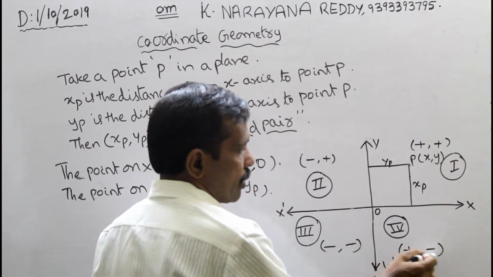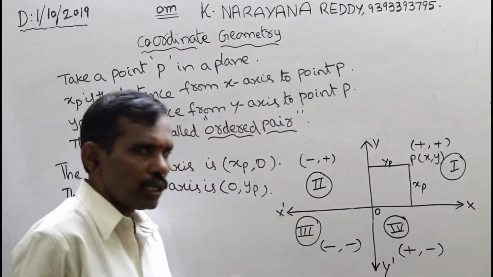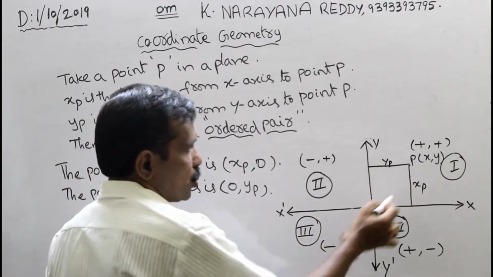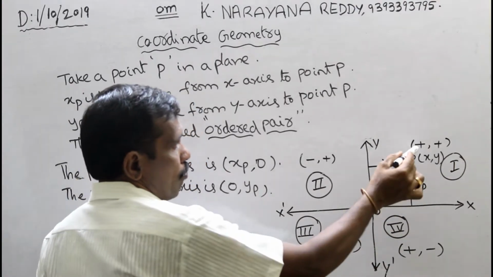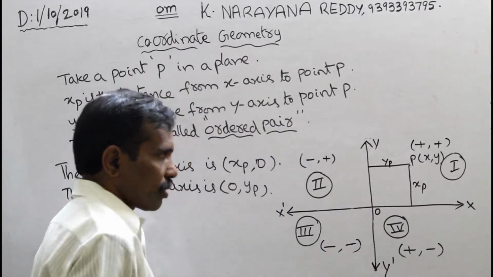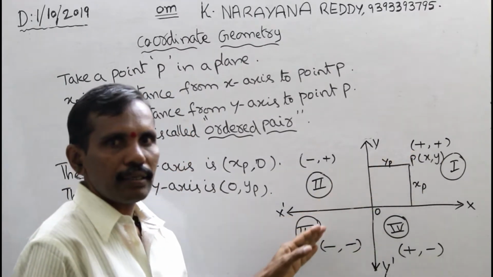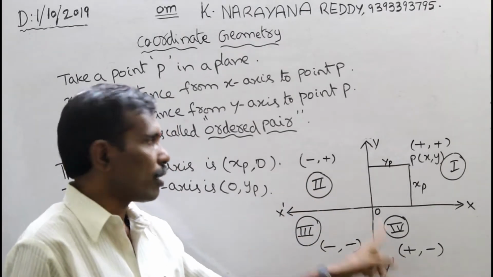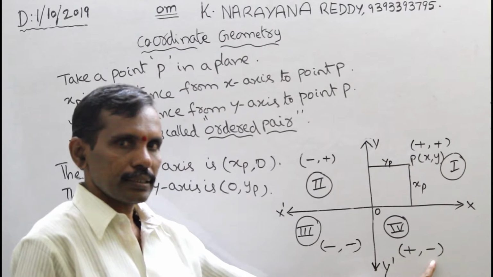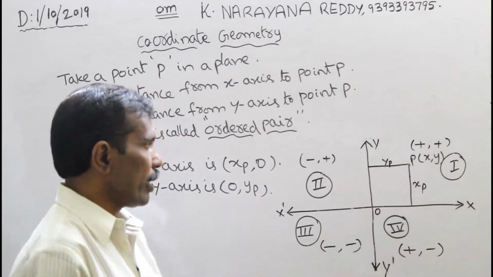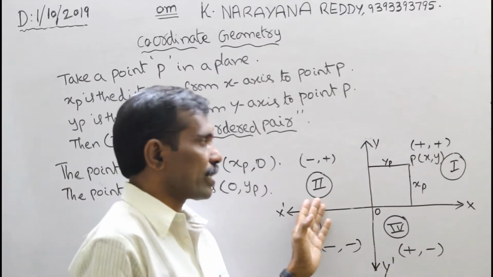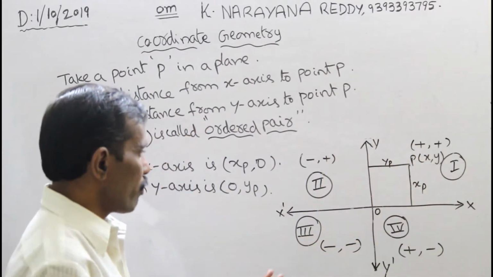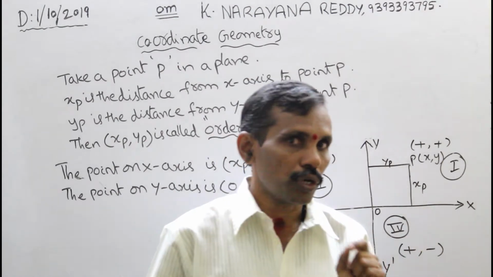So take plus minus. Here we have observed one important point. First and third are opposite to each other, because plus plus, minus minus. In the same manner, second and fourth are opposite to each other: minus plus, plus minus. Yes or not? That is why first and third are opposite, and second and fourth are opposite in a plane. So dear friends, this is very important. You have to remember.